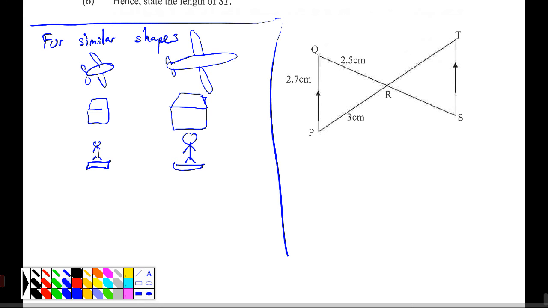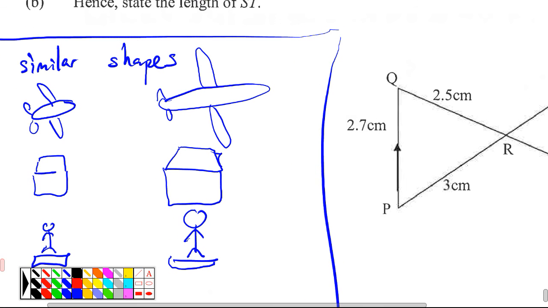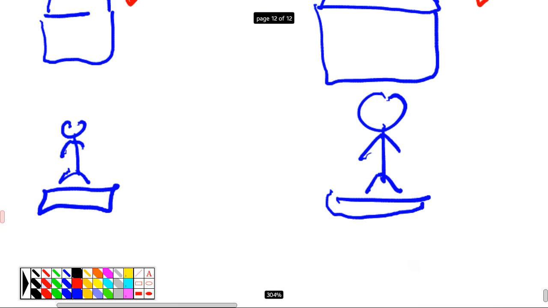Now, what you need to know is when you compare these two similar shapes, you must use the same corresponding length to compare. If I use this wing, I must use that left wing of the big one. If I use the height of the roof, I must use the height of the big roof. If I use the circumference of the head, I must use the circumference of the big head.